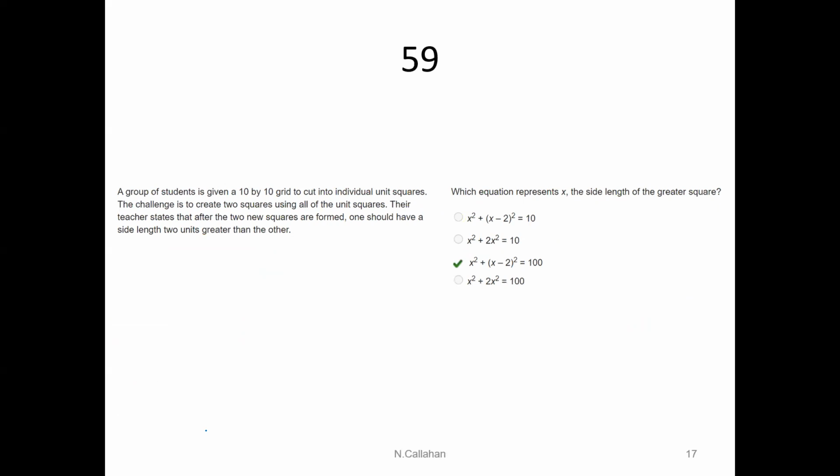So you are given a 10 by 10 grid, and you're going to put it into a square. So let's just draw a square. The challenge is to create 2 squares using all of the unit squares. Their teacher states that after 2 new squares are formed, one should have a side length of 2 units greater than the other. All right, so when you're looking at this right here, let's find the area of this.